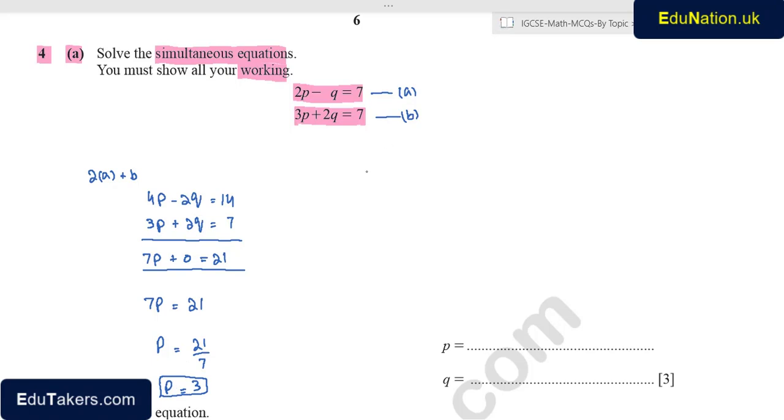Now using the value of p in equation A. So 2 into 3 minus q is equal to 7. From this, q is equal to 6 minus 7, and q is equal to minus 1. p is 3 and q is negative 1.